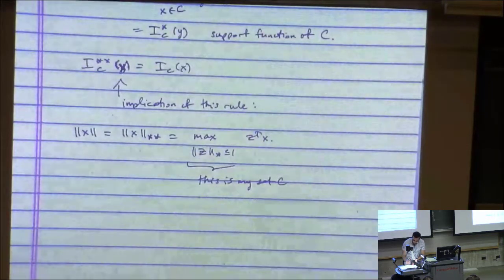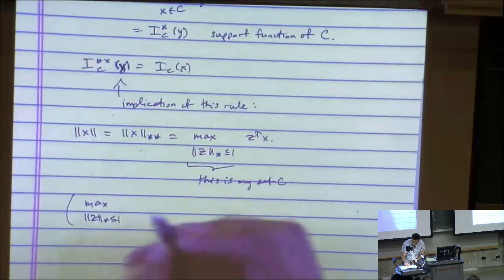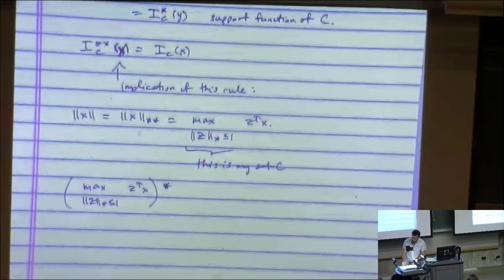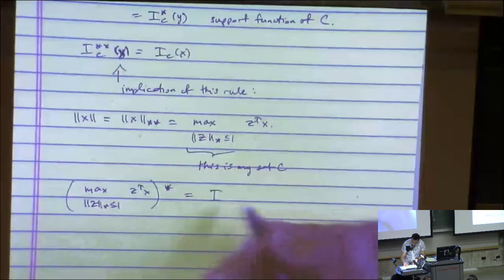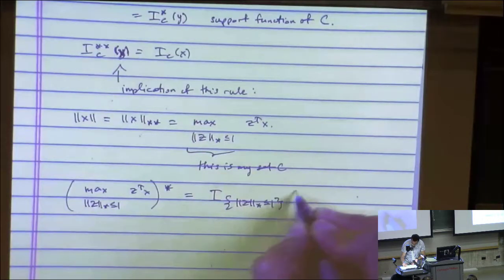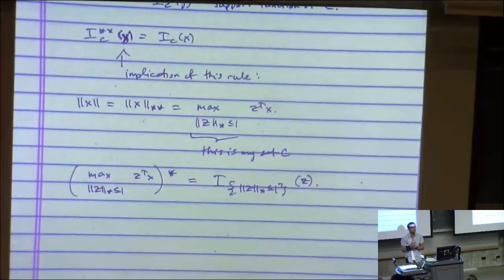So if I take the conjugate of the max over all z with dual norm less than or equal to 1 of z transpose x, the conjugate of this is going to have to be equal to just the indicator function. Okay? So that saves us some proof. We can also do this from first principles, but this is just a shorter way of seeing it, using the circular nature of conjugates.